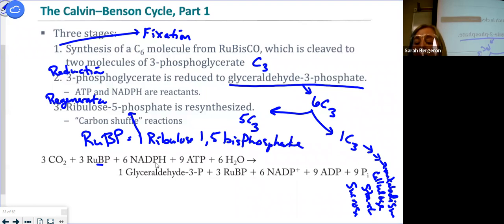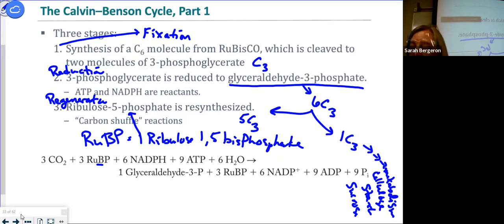Okay. So then we're going to need our NADPH from the light cycles. We need our ATP from the light cycles, and we need water. And we're going to generate glyceraldehyde 3-phosphate. That's what our product here is. 3 of these ribulose 1,5-bisphosphate molecules. Then we're going to make that reduced form, right? We go from NADPH to NADP+, and then our ATP goes to ADP and Pi.